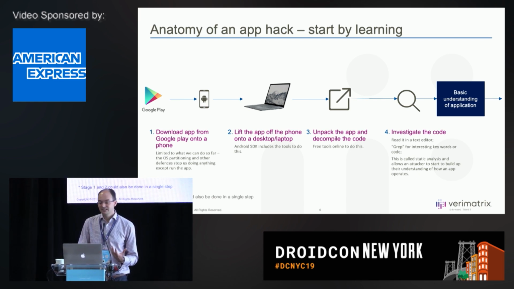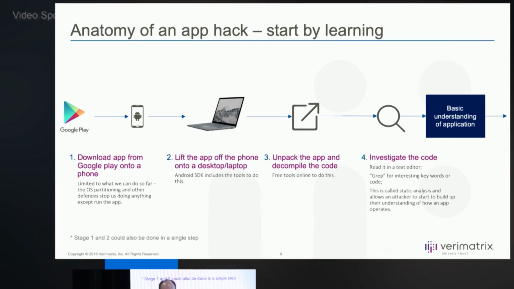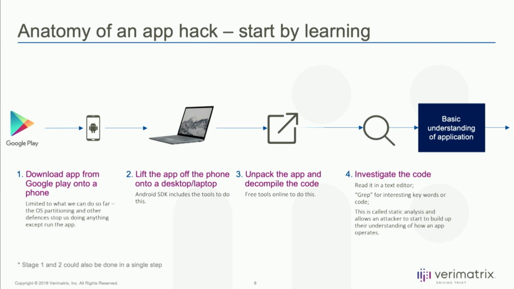Once it's unpacked, the attacker can start to read the code. They can start to understand what's in the code. So they've decompiled it so it's human readable. They can look at it in a text editor. They can start to grep through the code, search through the code for interesting words. Maybe words like password, maybe words like certificate. But they start to build up an understanding of how the application is put together, and how it works, and where the interesting parts are in that application. As I say, this is called static analysis, and it gives the attacker what we would term a basic understanding of how the application works.